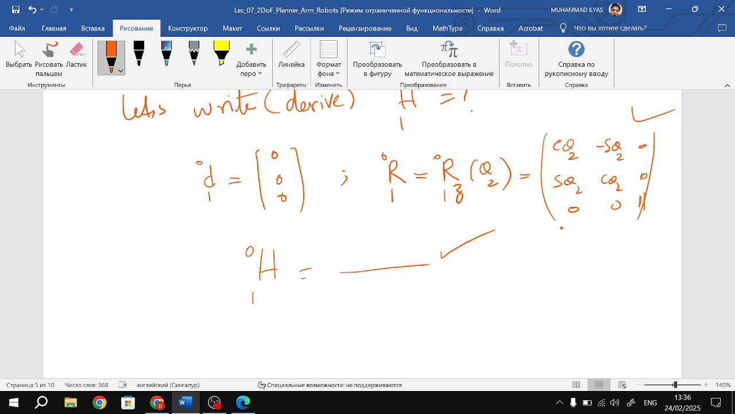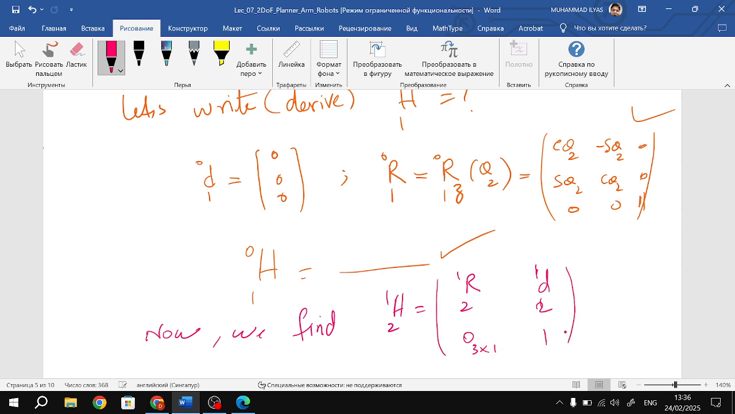You find the HTM between frame 1 and 0, right? Let us go for the second. Now, we find 2 to 1. So 2 to 1 will comprise this rotation matrix, this displacement vector, and 3 zeros and 1. That is our 2 to 1.